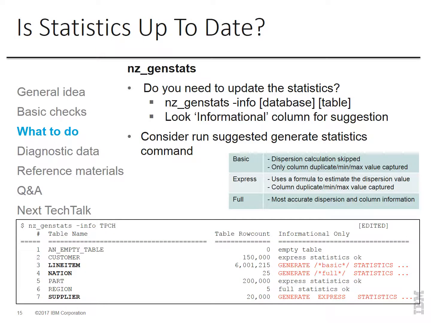Optimizer uses statistics to make decisions on the best execution plan. The more reliable and up-to-date the statistics are, the more accurate the optimizer's decisions are likely to be. But do you really need to update statistics? You can use the nzGenStats command with the info option on a specific database or on an individual table to confirm if generate statistics is needed. Check the informational column about the required generate statistics command that you need to run to improve the performance.